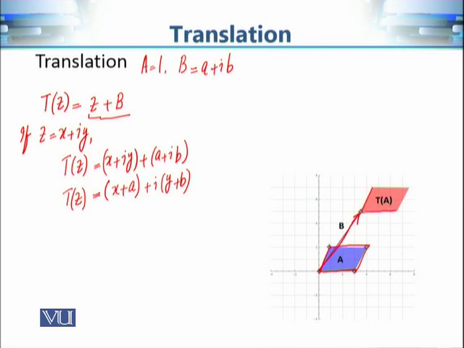So why is this the case? Because each point of this rhombus is translated by this vector b. In particular, this part of the rhombus goes to this vertex, this part goes to this vertex, and so on. And if we have any point inside this rhombus, then it is also translated through this vector b. So each and every point of this rhombus is translated by this vector b. In other words, the whole rhombus is translated.